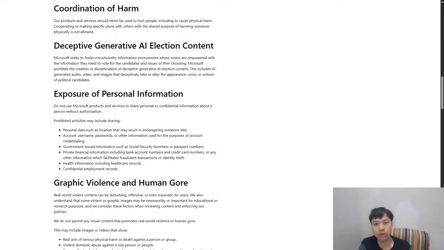Health information. There you go. Elderly parents. Health information, including healthcare records, confidential employment records. So if you're sorting out CV applications, for example, that are being given to you, maybe you take your work home and somehow you need to use a different laptop, so you use your storage device to transfer your work from your company's laptop to your own laptop. This is probably in violation of this policy.